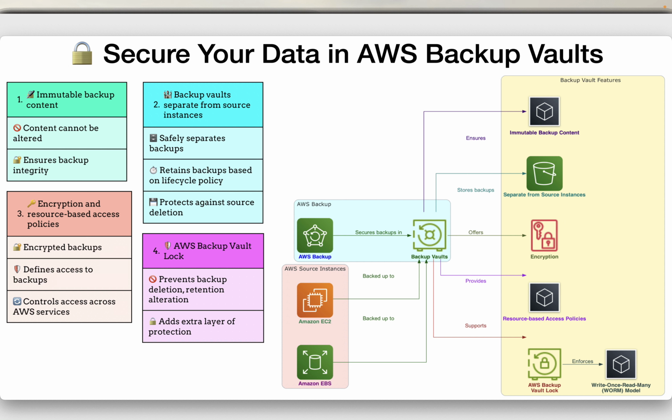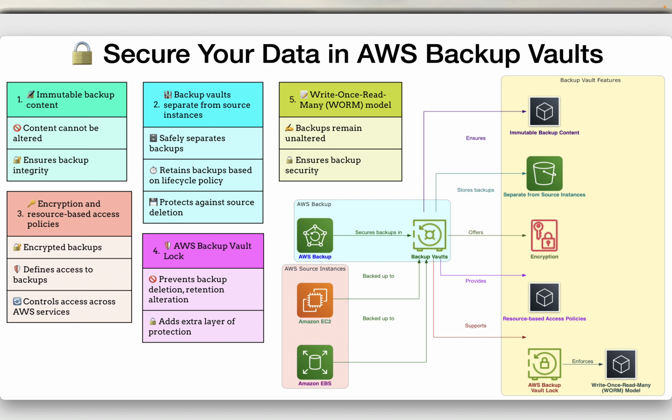You can use AWS Backup Vault Lock. So there's something called AWS Backup Vault Lock to prevent anyone, including yourself, from deleting backups or altering their retention period, which adds another layer of defense to your defense-in-depth security strategy. AWS Backup Vault Lock helps you enforce a write once, read many model, which is called WORM, ensuring that your backups remain unaltered and secure.